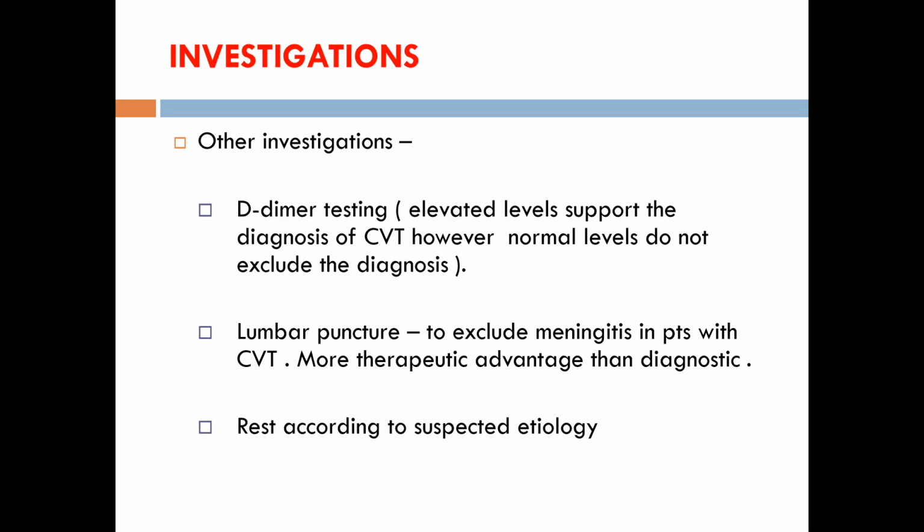Lumbar puncture is rarely indicated, because some pyogenic meningitis and tubercular meningitis also cause cortical vein thrombosis. So if you have clinical suspicion of meningoencephalitis with CVT, you need to rule out these kinds of bacterial infection, because treatment would be according to the etiological agent. Not only treating with anticoagulants, you need to treat the underlying infections also. Rest of the investigations are according to the suspected etiology. As I told in the earlier part, go through the etiology chart and investigate accordingly. Next slide.